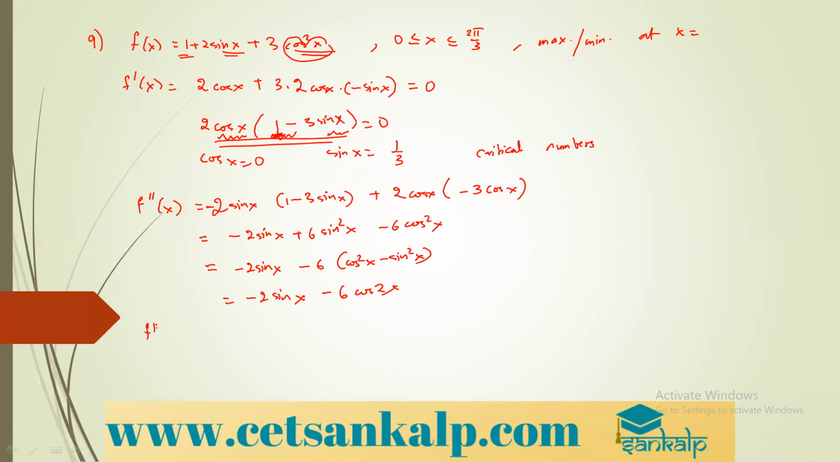In this, because cos x equal to 0, x is pi by 2. So you put pi by 2. You'll get minus 2 minus 6, because when you're putting pi by 2, you're getting cos pi, which is minus 1. So you're getting positive. That means concave up. That means you get a minimum.